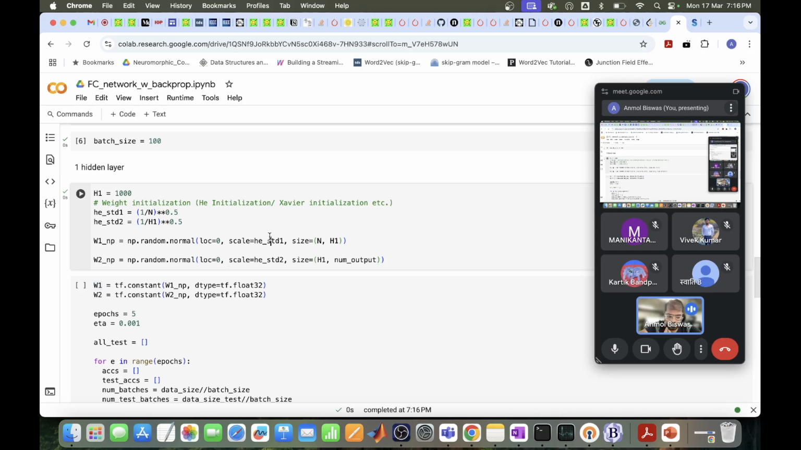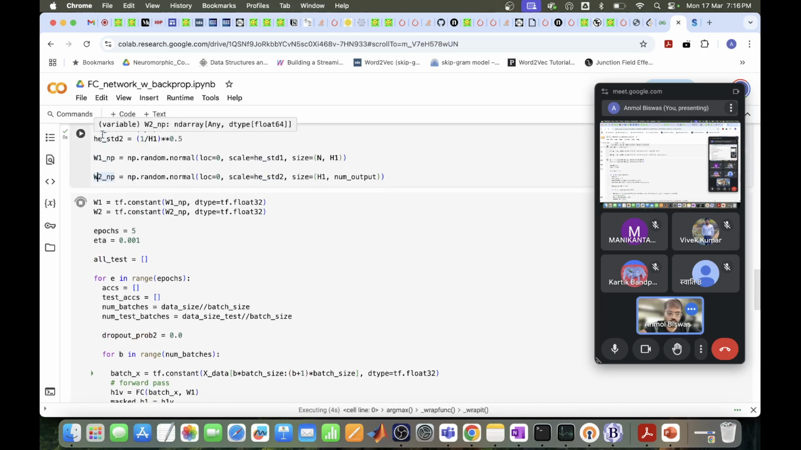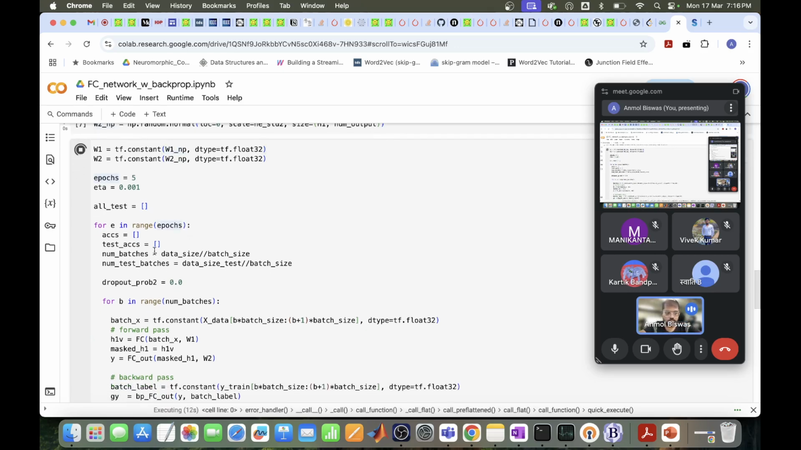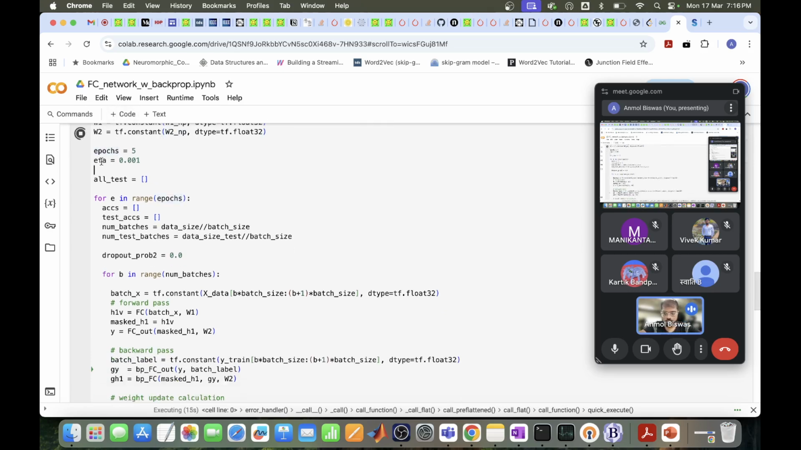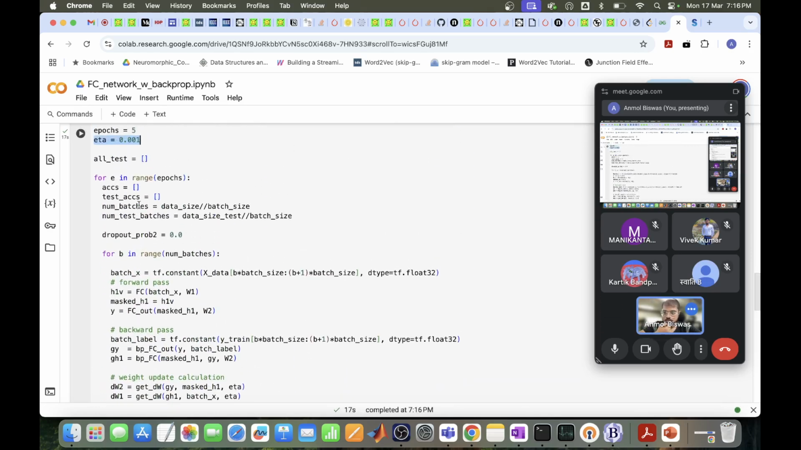So with this we have now initialized the weights. These were NumPy arrays. We convert them to TensorFlow tensors using this tf.constant, and then we train this network for 5 minutes. We have set the learning rate to be 0.001. For the training loop, it's nothing too complex. Number of batches is just data size by batch size. Number of test batches is test data size by batch size.